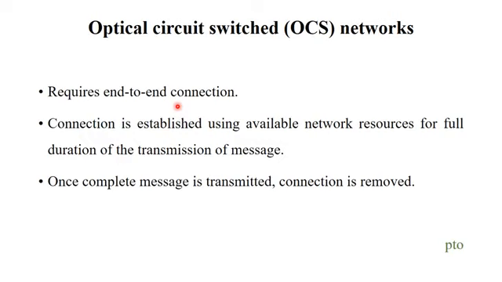So once termination has been done, then that particular network or those particular lines can be used by any other data transmission path. So that is what we mean by the optical circuit switched network. So in very simple terms, it comprises a dedicated connection between source and destination until the completion of the data transmission.